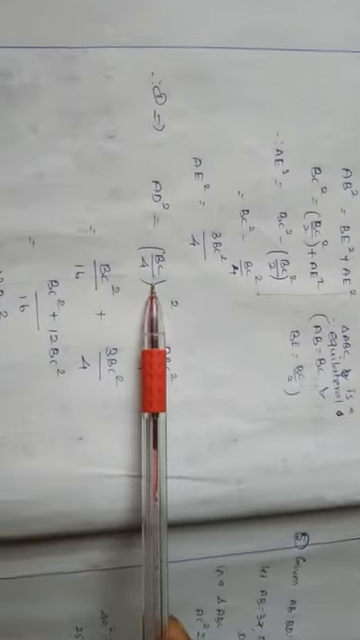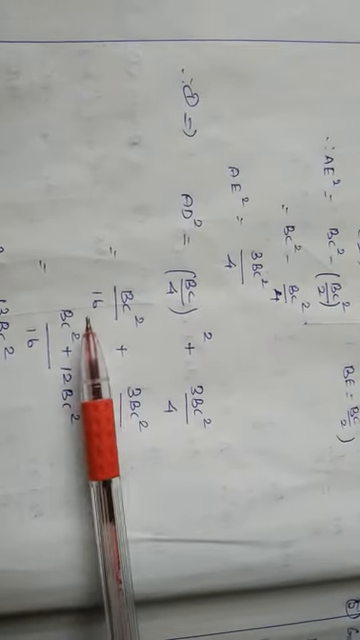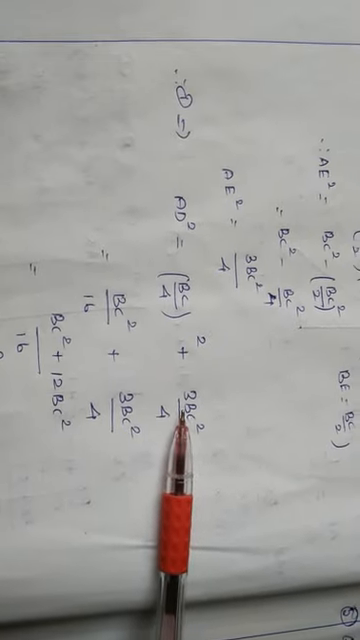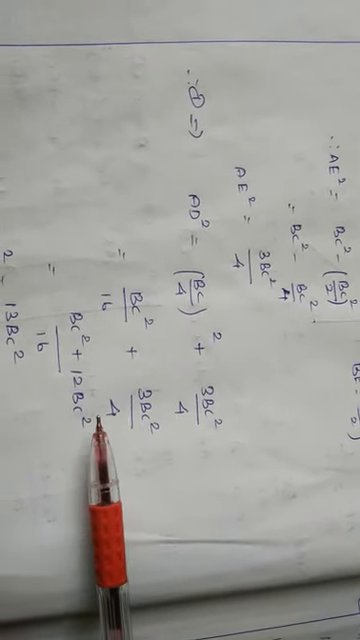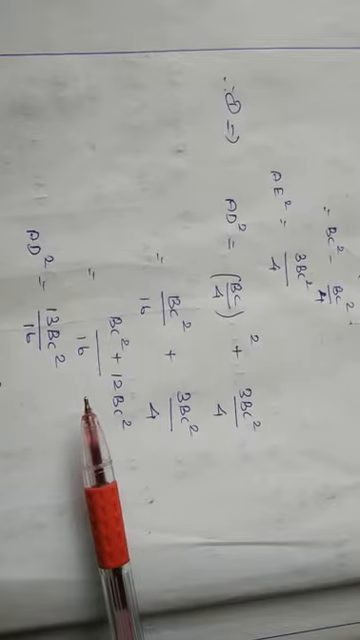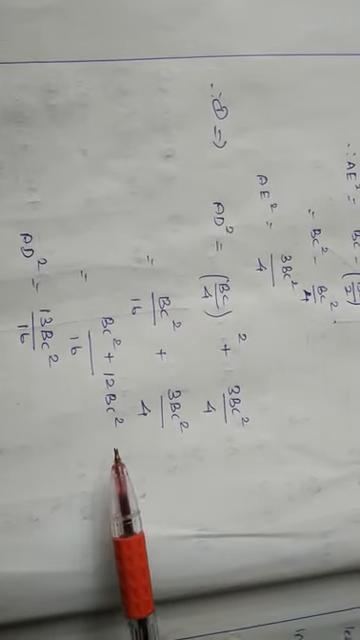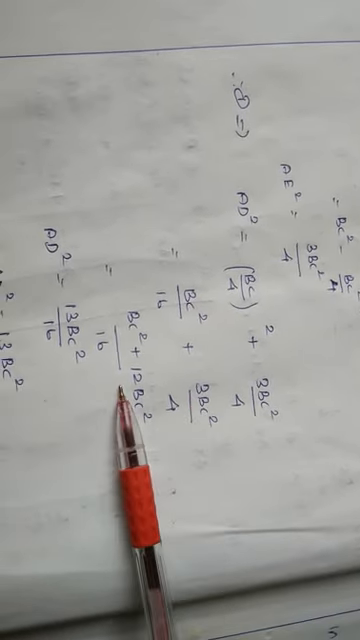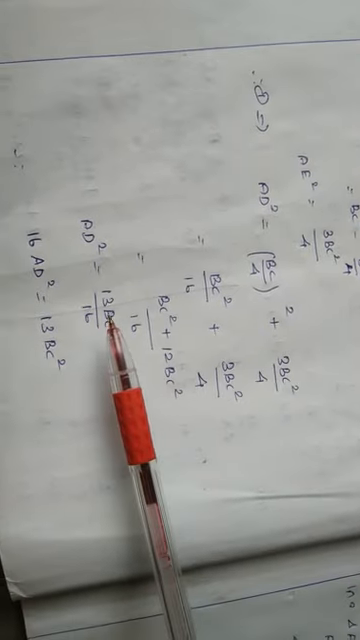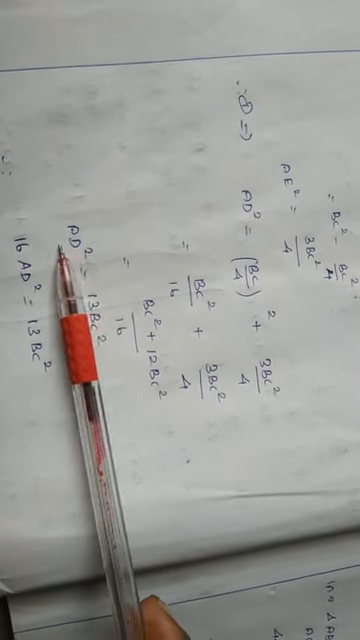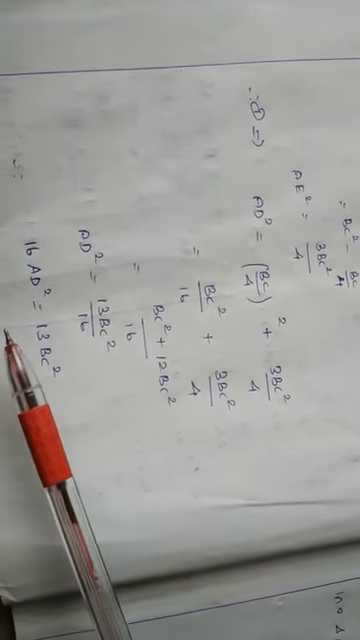So here BC squared divided by 16, and here 3BC squared divided by 4. LCM is 16, so multiply by 4. So 3 into 4, 12. So 1 BC squared plus 12 BC squared, so 13 BC squared. 16 AD squared equal to 13 BC squared. Like that you can prove.